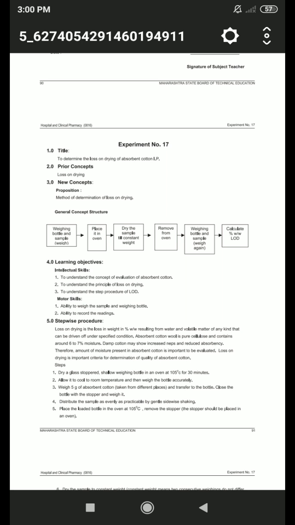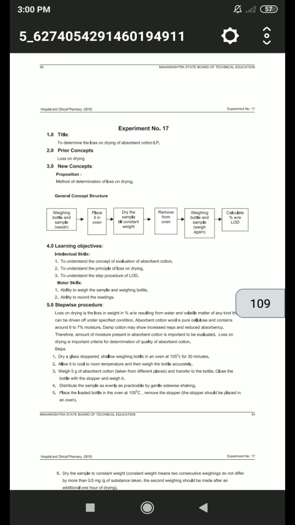Firstly, what is meant by loss on drying? The loss on drying is the loss of weight expressed as percentage weight by weight resulting from water and volatile matter of any kind that can be driven off under specified conditions. The test is carried out on a well mixed sample of substance.